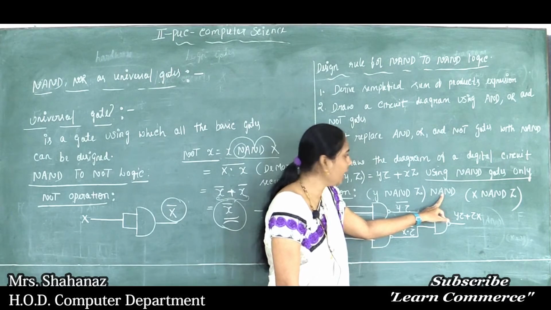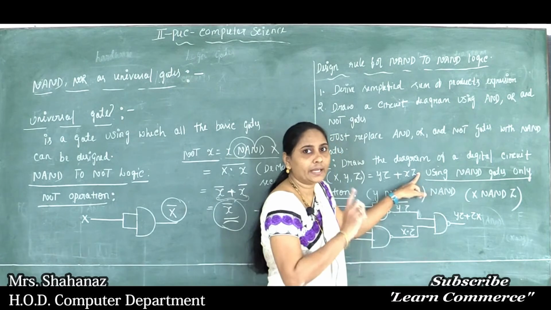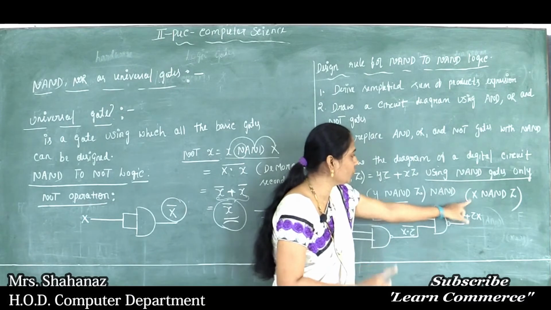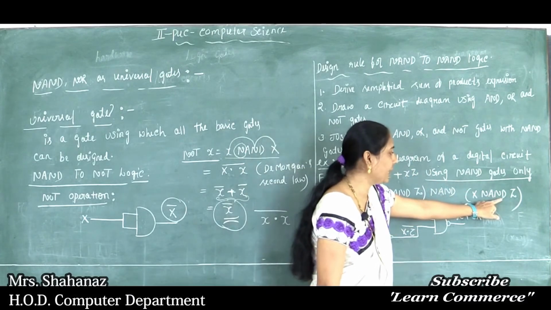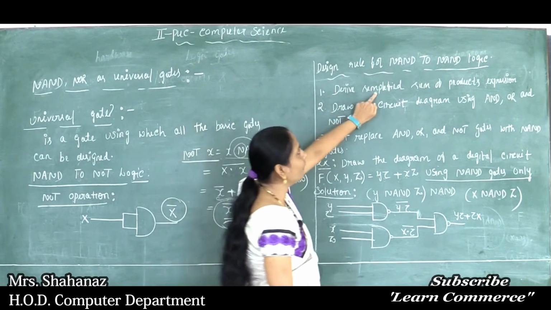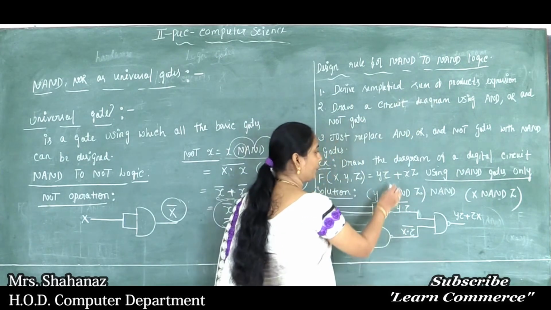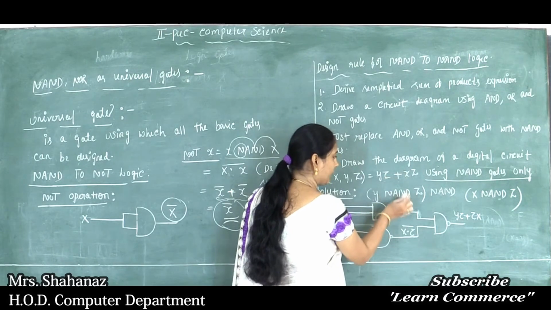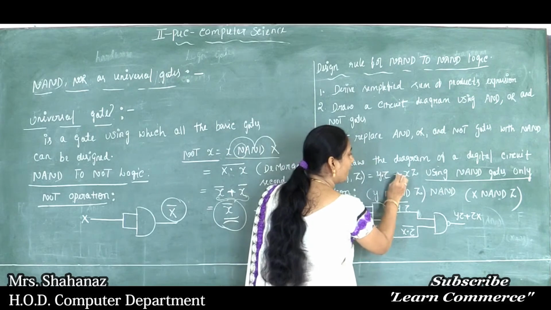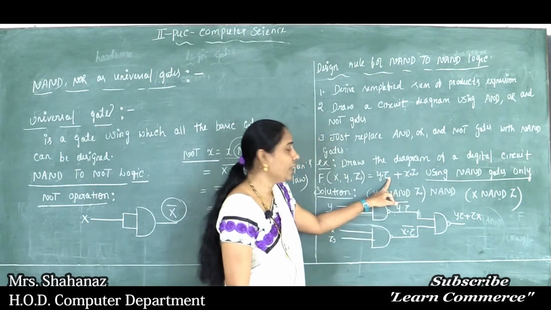Clear this point here? Next one, X and Z. Correct, no? It is actually an X and Z, but we need to change it to the X NAND Z. Clear? So the first step: derive the simplified sum of the product expression. This sum of the product expression is about our plus, sum of the product. Okay? So this is our step 1.